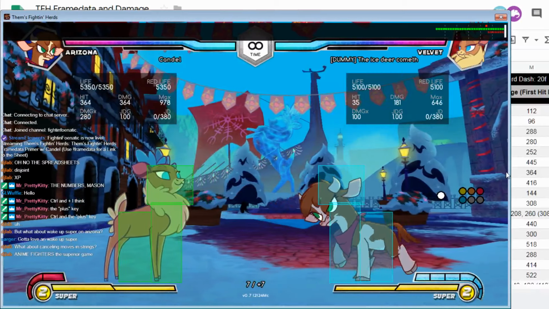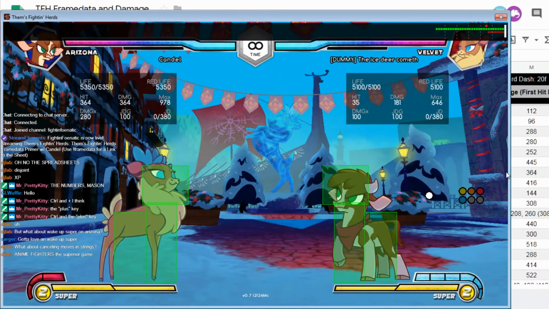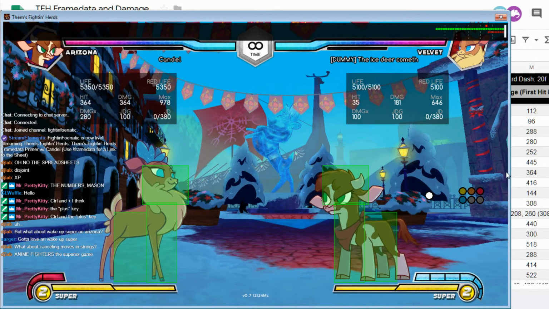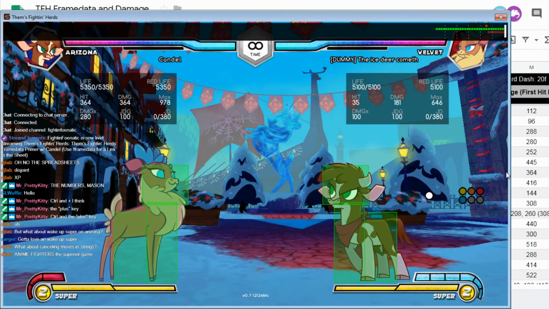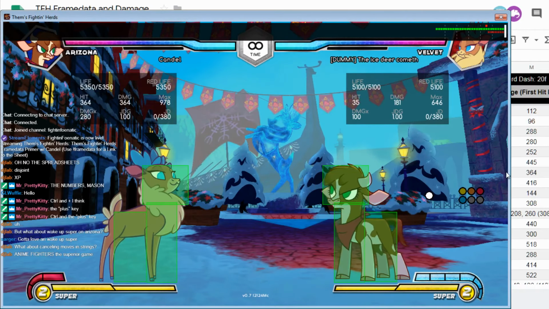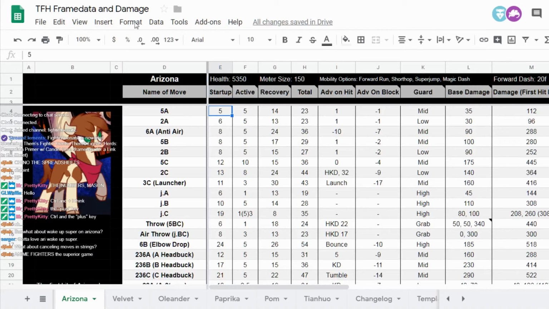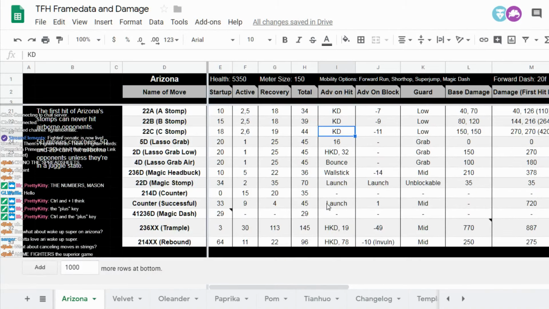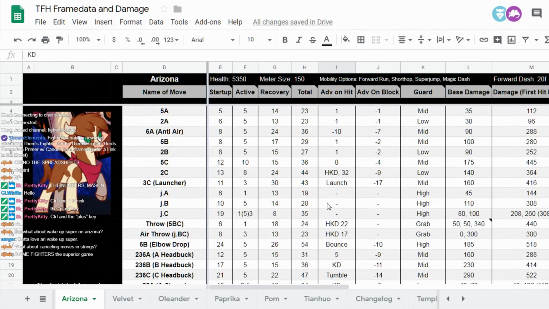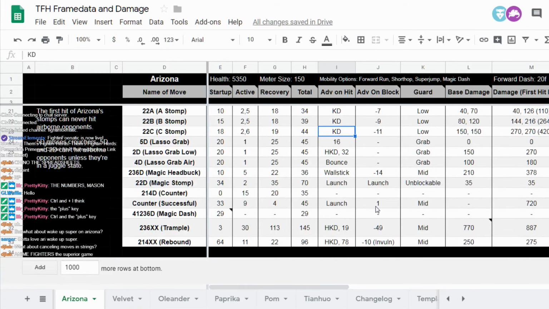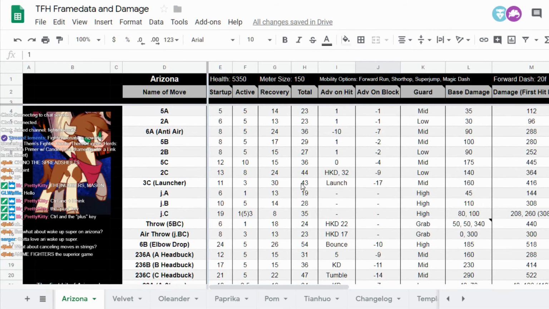But most moves in this game are minus on block and not very plus on hit. Almost every move in the game. There's maybe 3 moves in the game that are actually plus on block, and they're very niche in and of themselves. Like, you have Arizona Counter, which is only plus 1 on block. So, how do you play around with that?